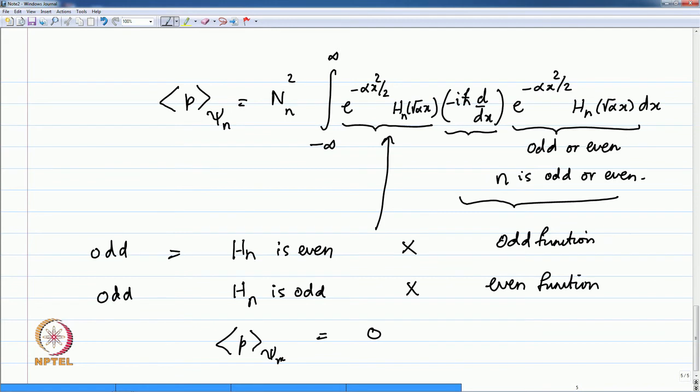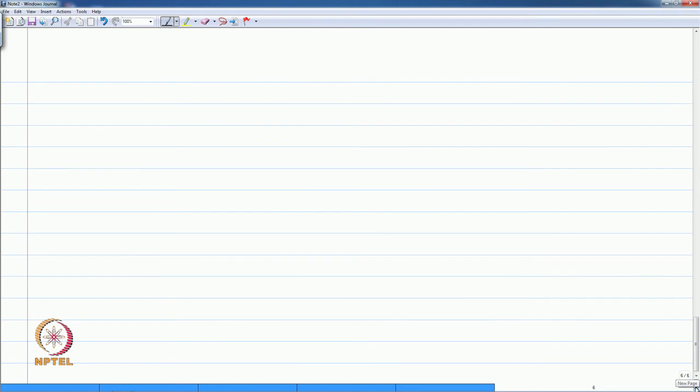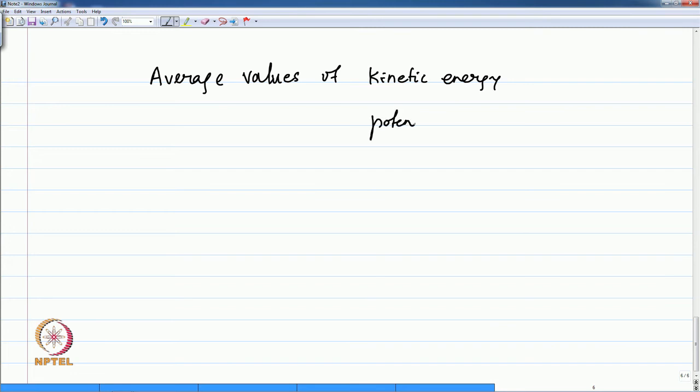The last important point for the harmonic oscillator has something to do with the average values for the kinetic energy and the potential energy, which I would want you to calculate, but they are not 0. Average values for the kinetic energy of the harmonic oscillator and the potential energy of the harmonic oscillator.